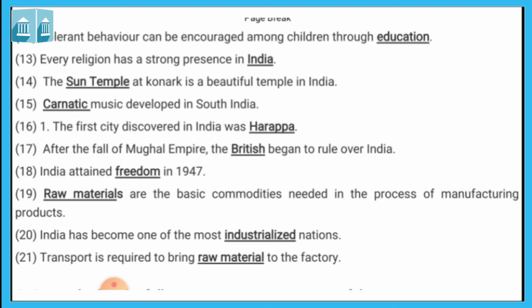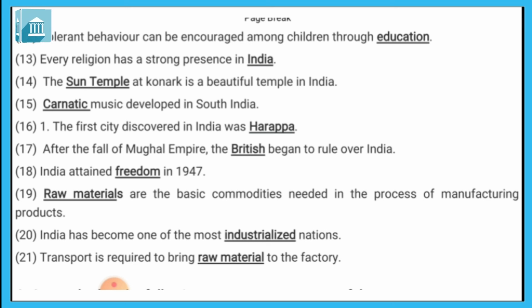20. India has become one of the most industrialized nations. India is a developing country. India's development is happening very fast, and there are so many industries growing in India. So India has become one of the most industrialized nations.